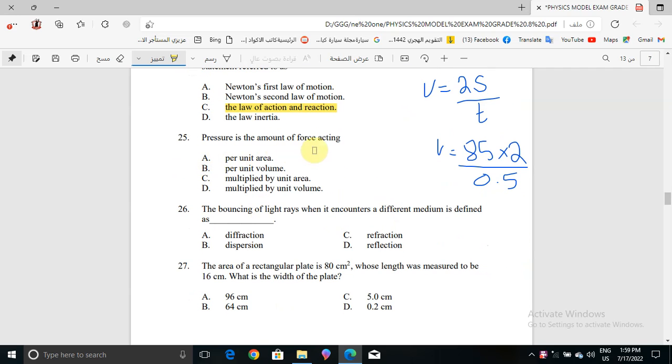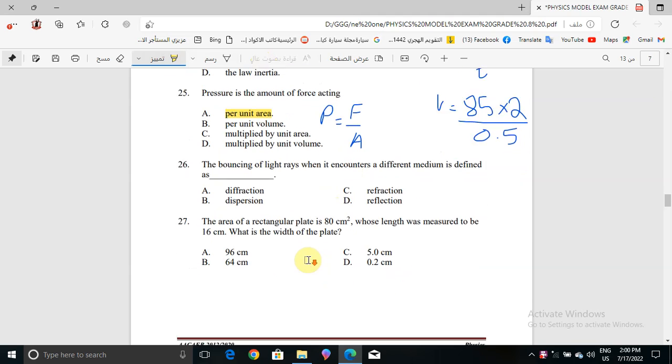Okay, now question number 25. Pressure is the amount of force acting what? Per unit area, per unit volume, multiplied by unit area, or multiplied by unit volume? The correct answer, what will it be here? We have already seen that pressure is equal to what? Force over area. So pressure is inversely proportional to A. So that means pressure is the amount of force acting per unit area.